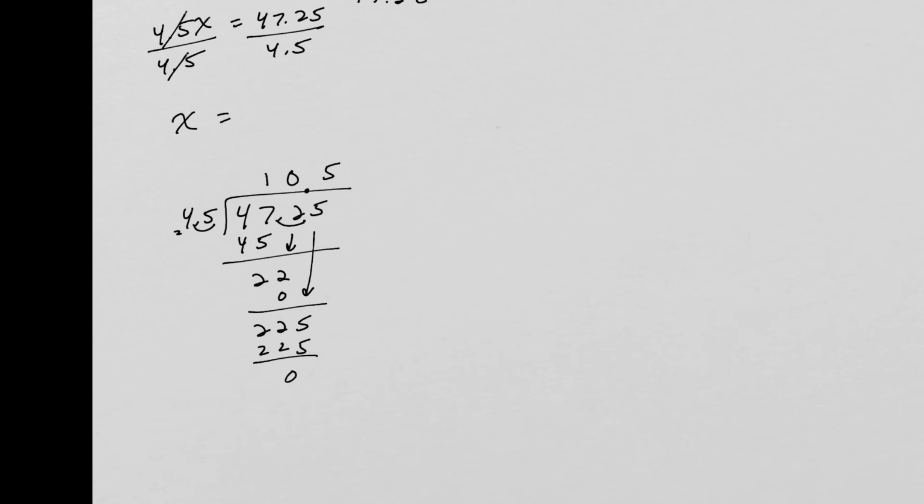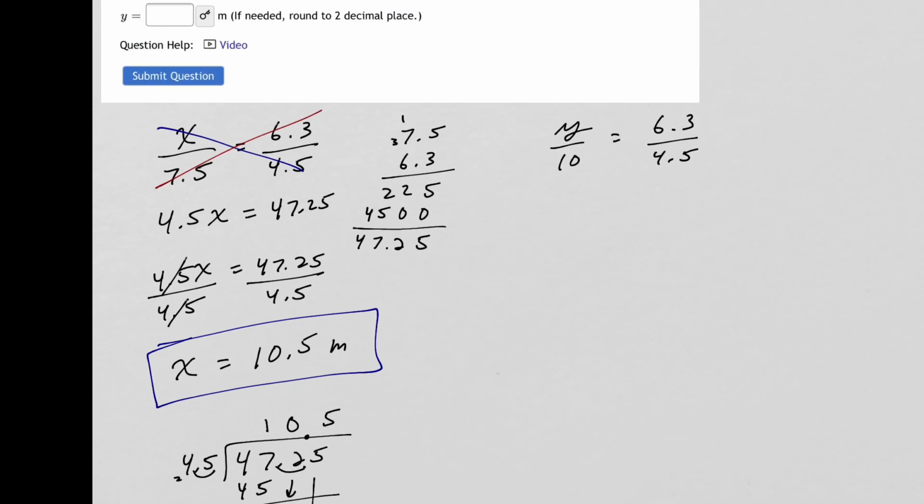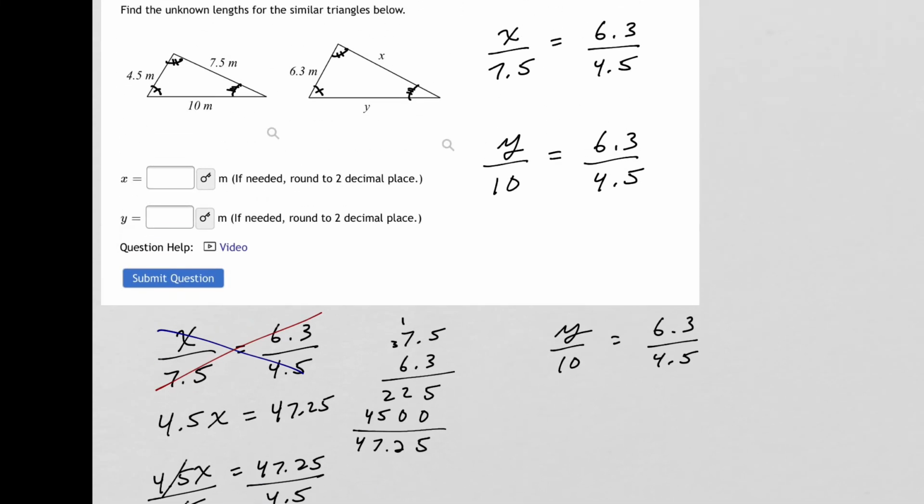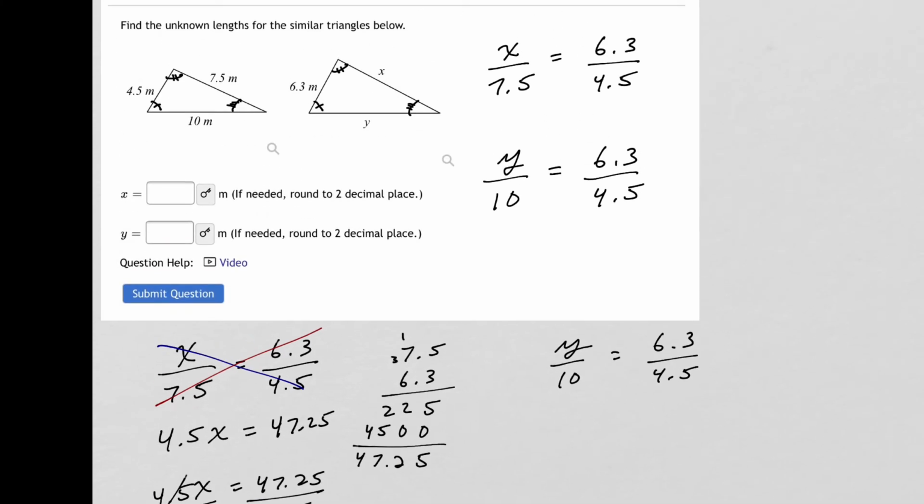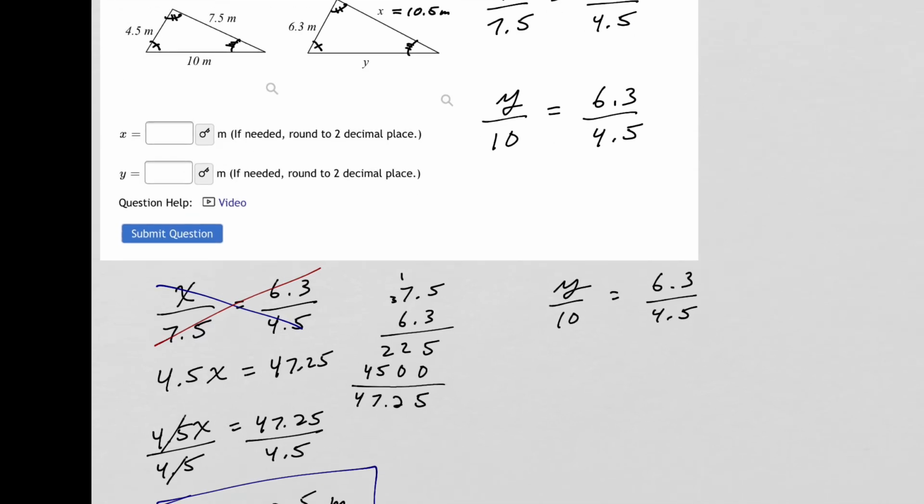So we know that x is 10.5, and then what were the units? Meters, right? So 10.5 meters. So that's the value for x. That would be the length of side x. So this right here is 10.5 meters. Okay, now let's do y.